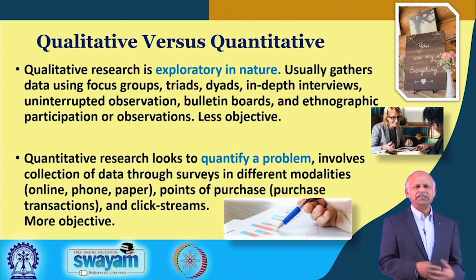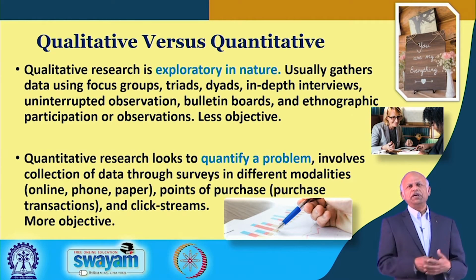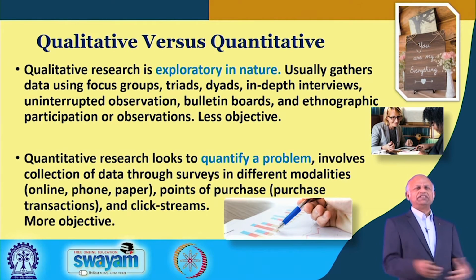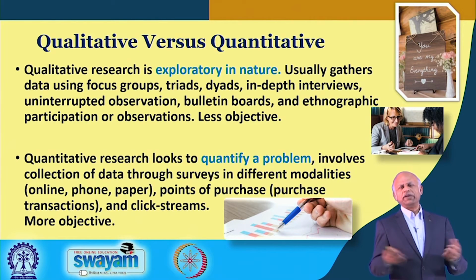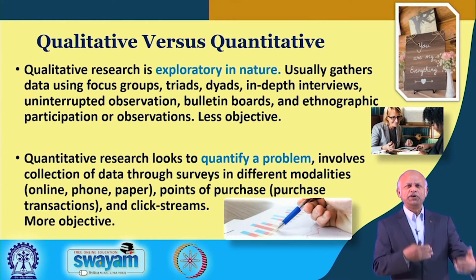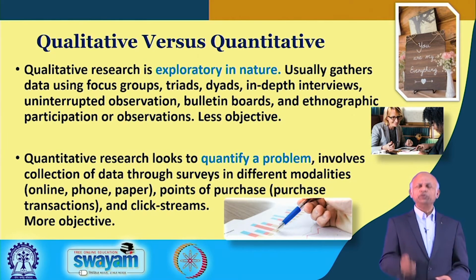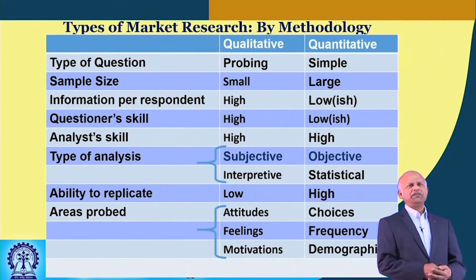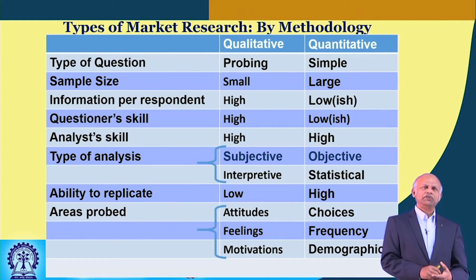Quantitative research, on the other hand, looks to quantify a problem, and involves collection of data through surveys in different modalities like online, phone, paper, points of purchase, purchase transactions, click stream, and more. Like you can send a questionnaire, or at the point of purchase you can ask the customer 2-3 questions, out of which you can come up with a conclusion.